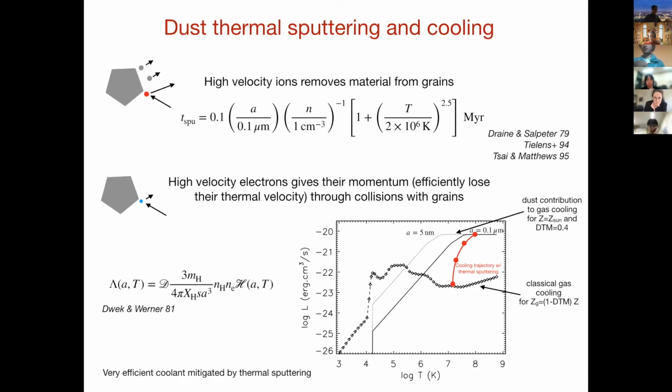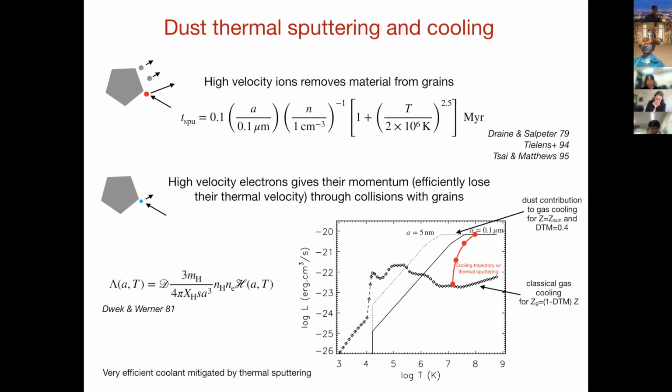The other process is the destruction of dust through thermal sputtering. When the gas is at high temperature, basically above a few 10 to the 6 Kelvin, which corresponds to a sound speed of 100 kilometers per second, this reminds you of the effect of supernova destruction, which is just inertial sputtering instead of thermal sputtering. So thermal sputtering happens above this temperature. This is modeled with this time scale, as you can see.